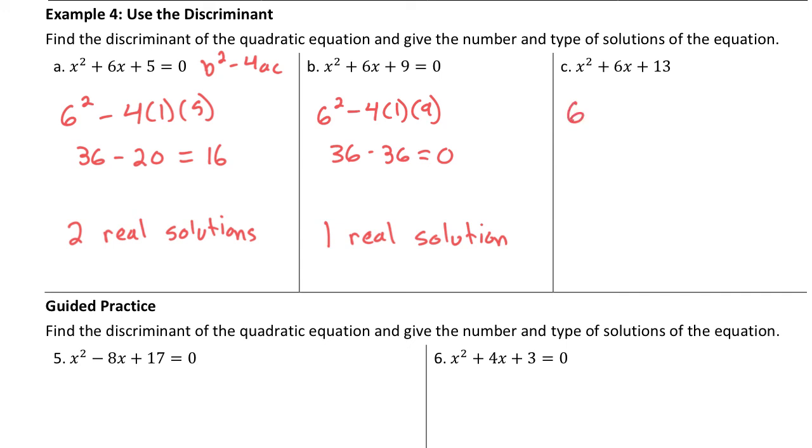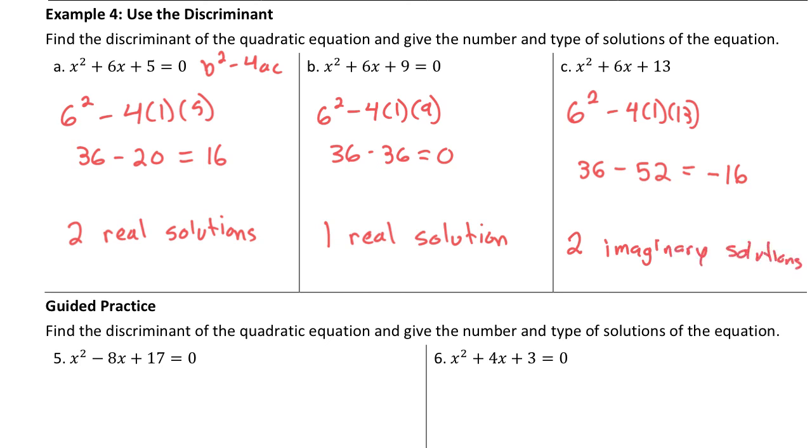B squared minus 4ac. 6 squared minus 4 times 1 times 13. So this is 6 squared, which is 36, minus, this would end up being 52, I believe. I'll double check that. 4 times 1 times 13 is 52. So this is negative 16. So that means 2 imaginary solutions. Okay? Means our graph doesn't hit the x-axis ever.